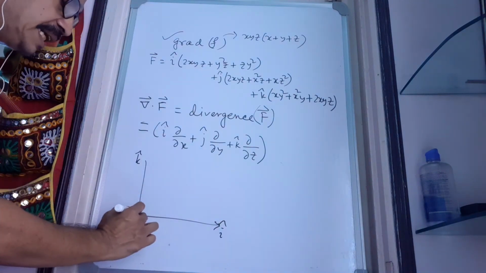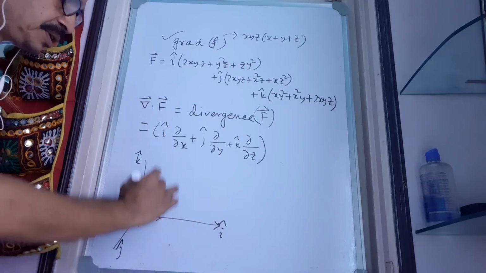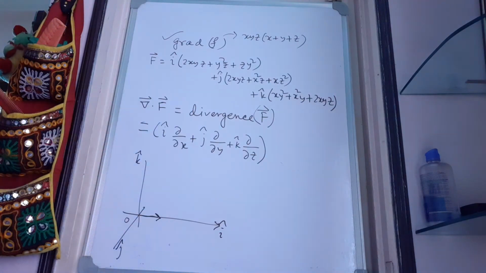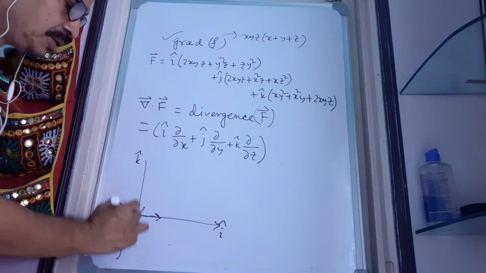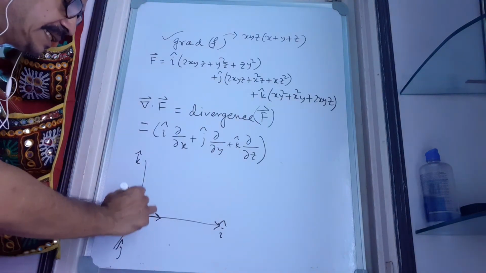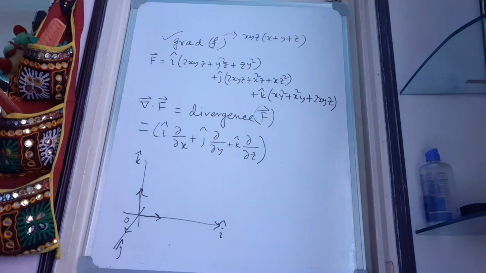So, what is del/del x? Rate of change of growth along this x axis. What is del/del y? Rate of change of growth along this y axis. And what is del/del z? Rate of growth along this z axis.